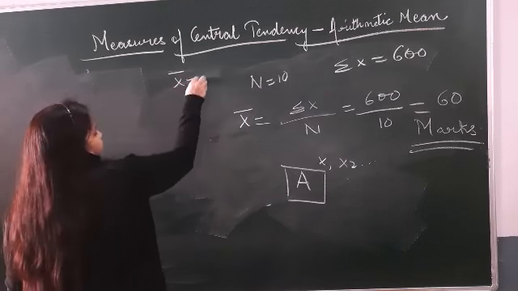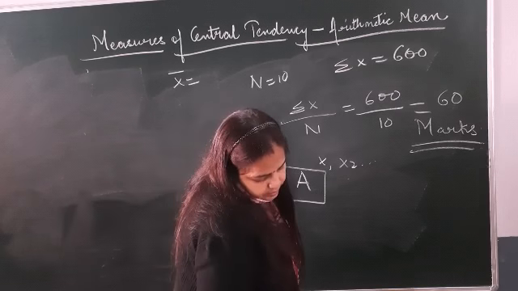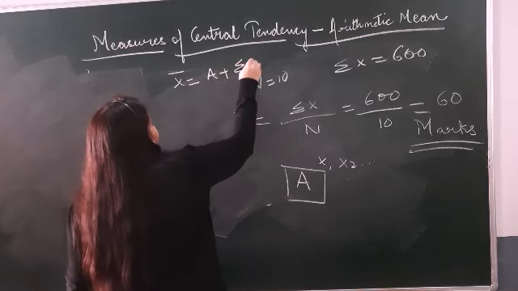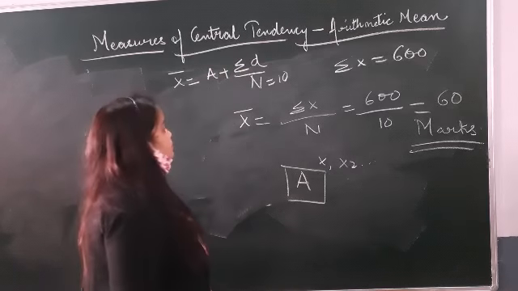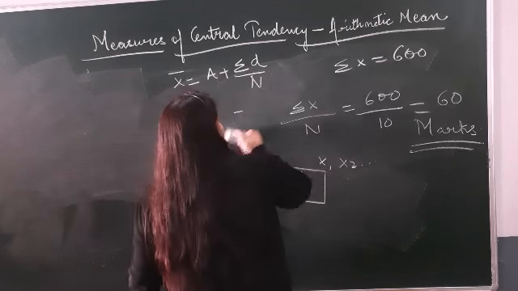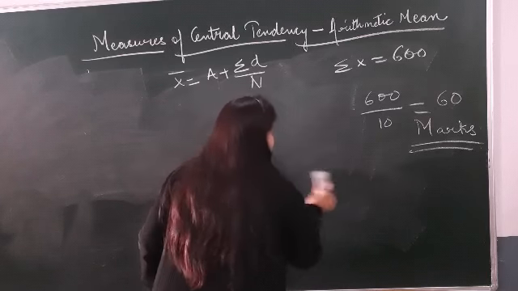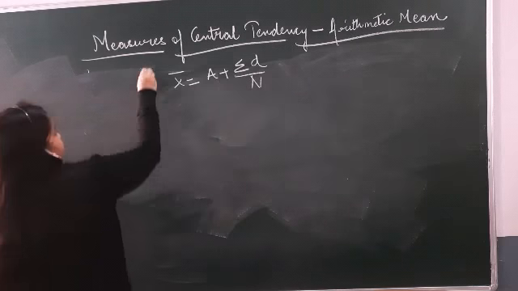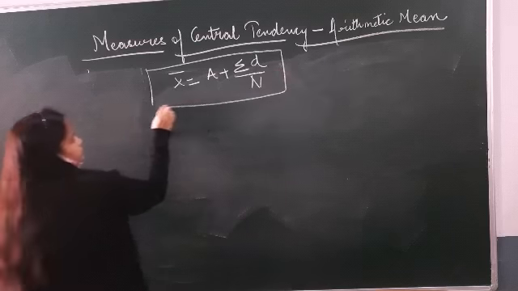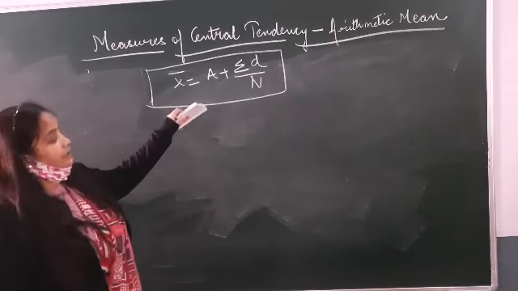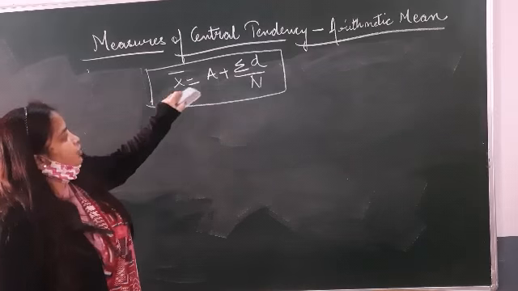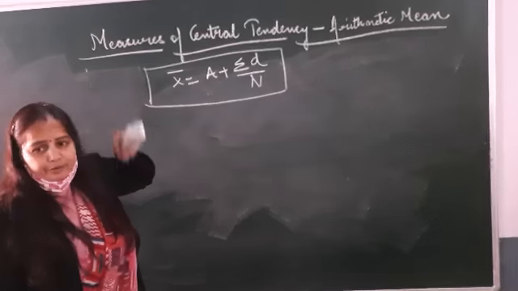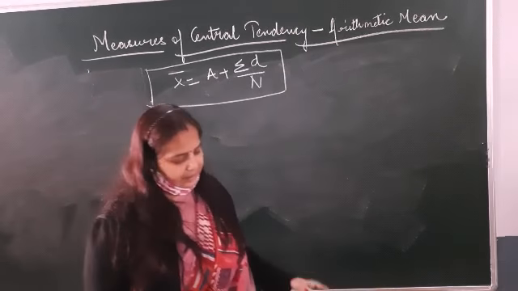X bar is equal to a plus sigma d by n. A plus sigma d by n. So this is the formula of calculating arithmetic mean by which method? Shortcut method. Understand this formula? ठीक है, शॉर्टकट मेथड में मीन कैलकुलेट कैसे करते हैं? अरिथमेटिक मीन इज इक्वल टू a प्लस सिग्मा d अपॉन n. अब a कैसे निकालना है? A you have to assume. I will show you how you will calculate this a.